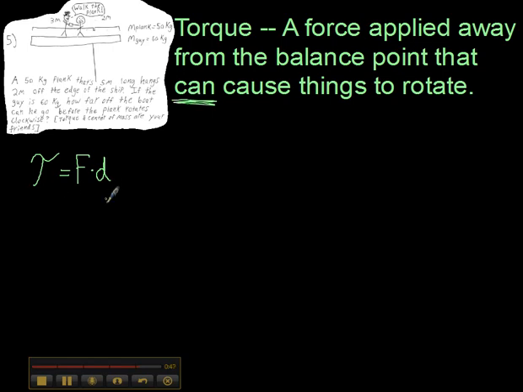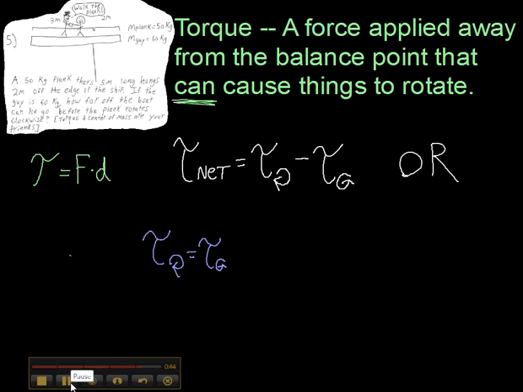So writing this out, the net torque is equal to all the torques that are causing it to try to rotate this way, clockwise, minus all the torques trying to rotate it counterclockwise. Or another way to write it is to just say that those 2 torques are equal.